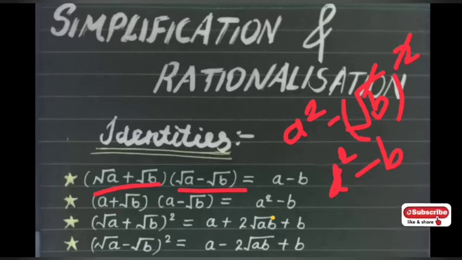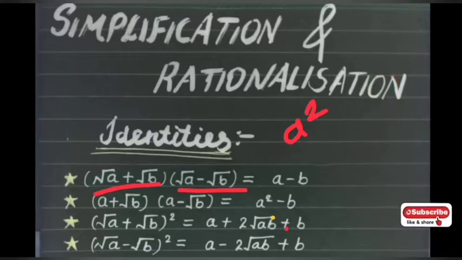Third one is root a plus root b the whole square. You already know the formula for (a plus b) the whole square. So in place of a and b, you have to place root a and root b, then you will get the answer. And similarly for root a minus root b.